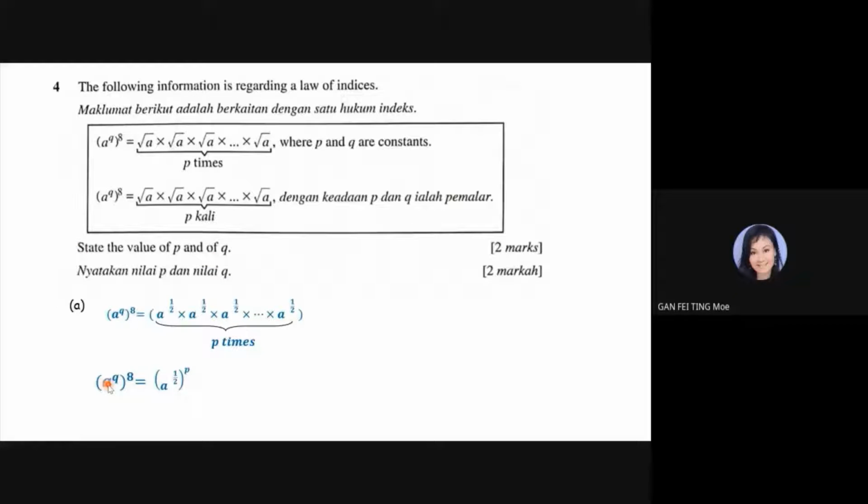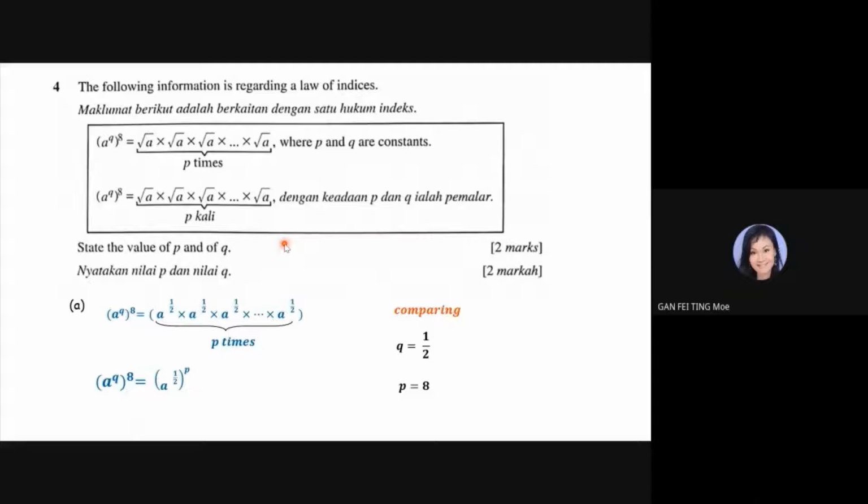This is index notation with the base. Okay, and the index for A is half. And the raising power is 8 and it is P here. Okay, good. So then you get your Q as 1 over 2 and your P is 8. So see, easy. But in exam you will get lost.